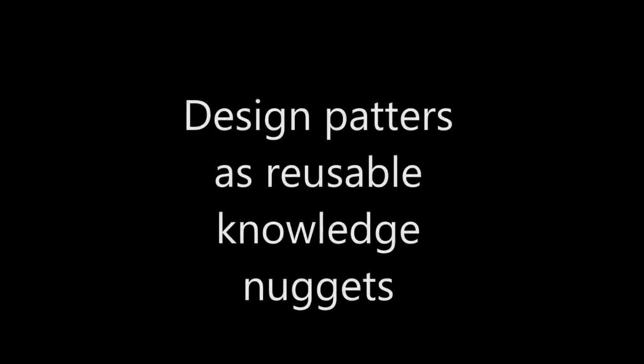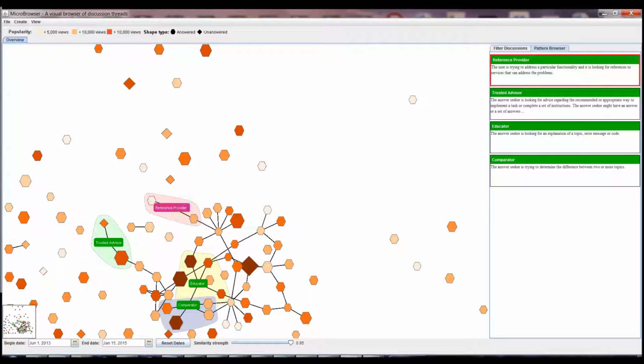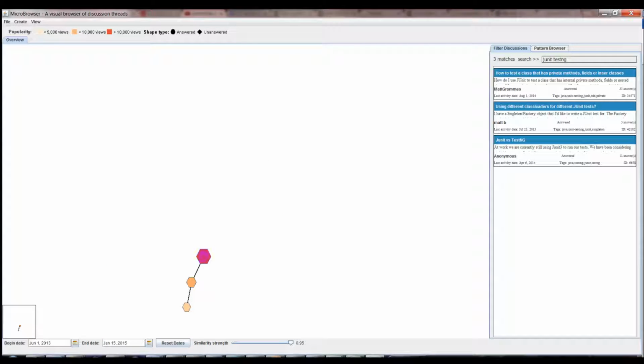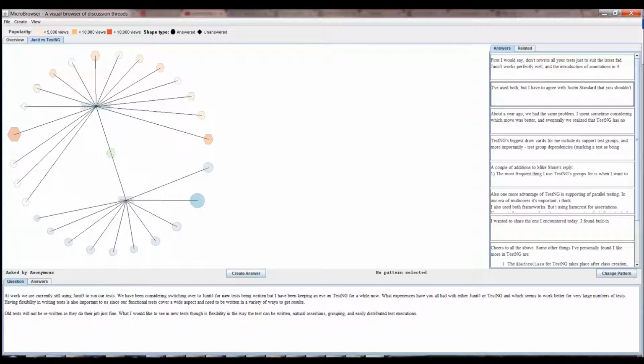Design patterns are reusable knowledge nuggets for recurrent problems. Students can discover design patterns by locating them in the knowledge graph or by browsing through the pattern browser. Patterns help students to discover, generate, and reuse knowledge by providing recommendations about how to answer recurrent types of questions.